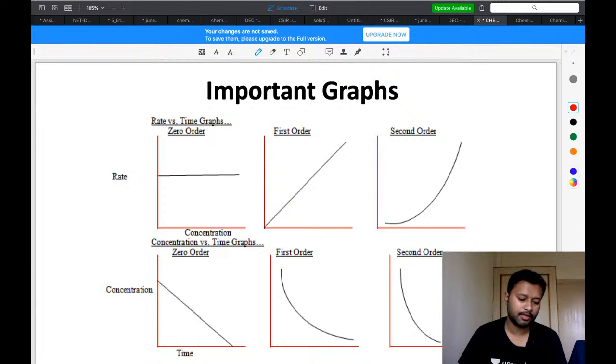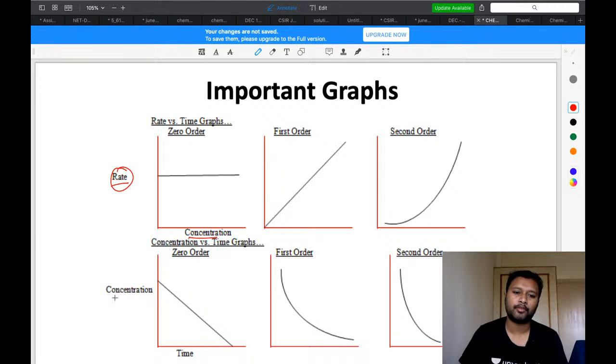The next thing is about some important graphs again. For the rate versus concentration plot, if you are plotting for the zero order reaction, you will get a parallel line, a constant line. For the first order reaction, you will get a straight line with a zero intercept. For second order reaction, you will get an exponential rise kind of curve. It's not decay, it's exponential rise.